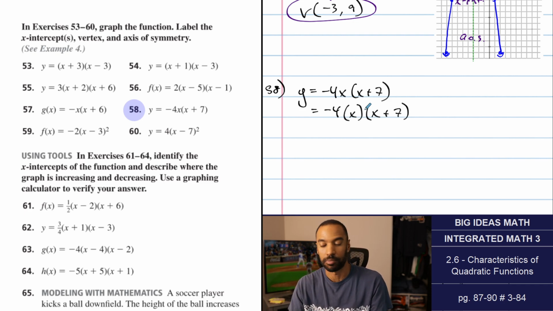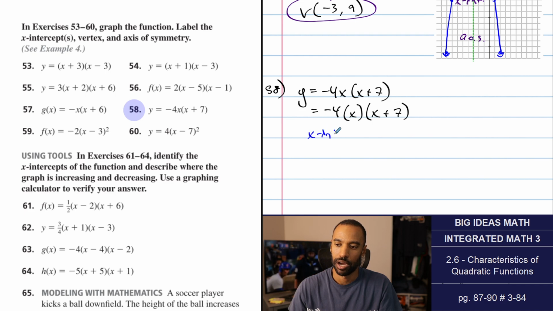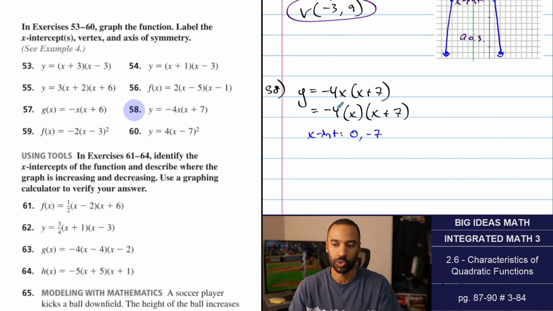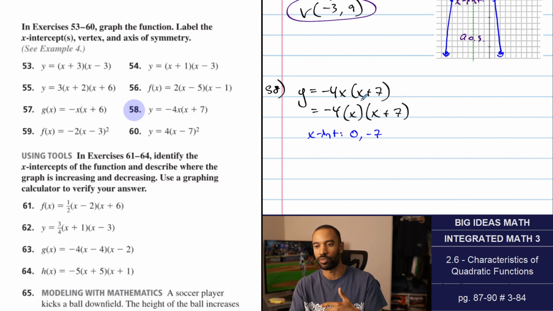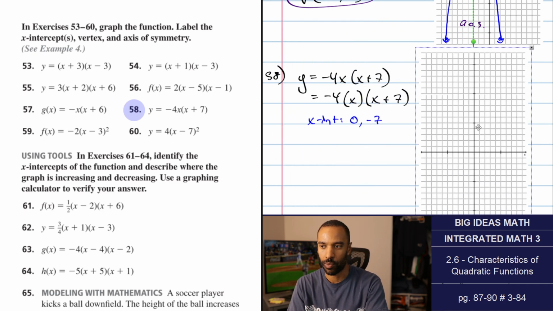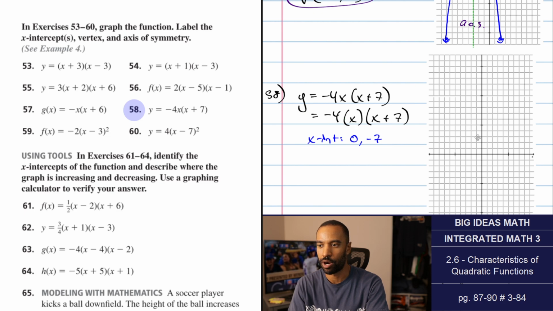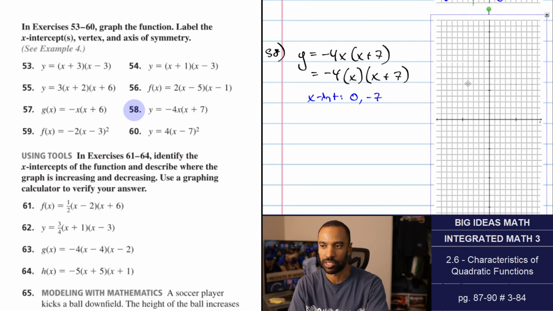It's also the y-intercept of this thing if you distribute it out. But the x-intercepts are 0 and negative 7. The vertical stretch factor is 4 and it flips over. Those are the x-intercepts of this thing. Whether you write x minus 0 or keep it how it was written to begin with in intercept form is up to you, but recognizing that is crucial.